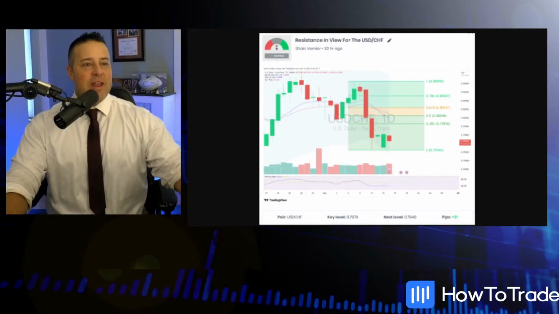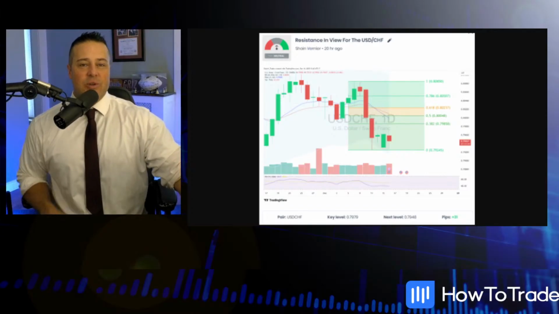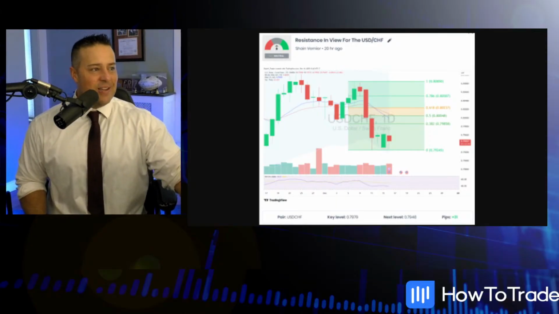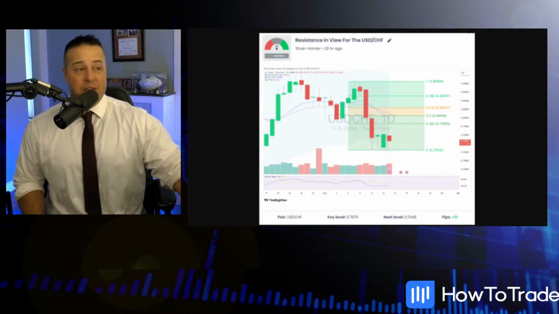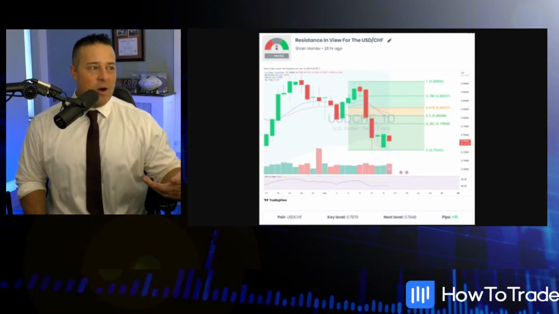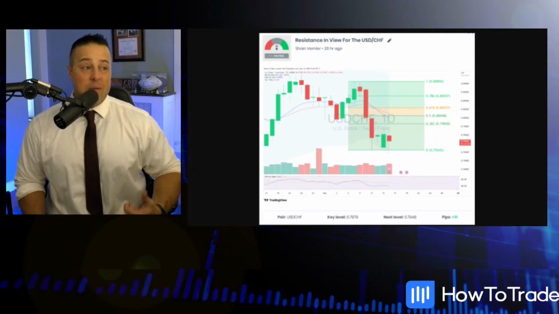Let's start off with a trade update here. Resistance in view for the U.S. dollar Swiss franc. This was a trade that we put out yesterday afternoon, a good trade idea. And remember, these trade ideas are not financial advice. I am not telling you where to take a trade, where to get in, and where to get out. I'm just showing you a little bit of what I do, maybe some support and resistance levels that you probably ought to be aware of, and showing you a little bit of a page out of my playbook.